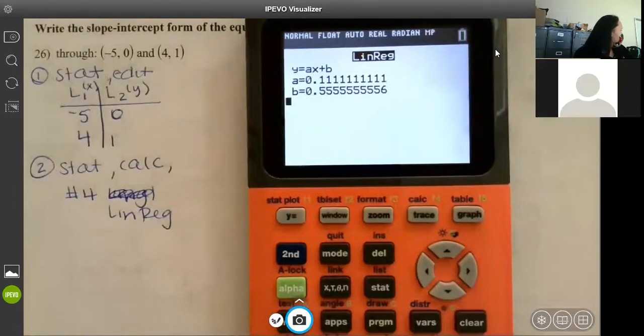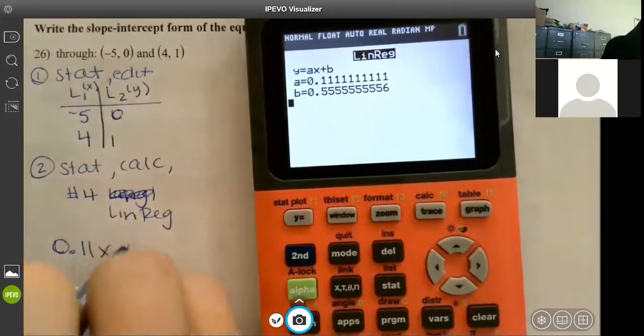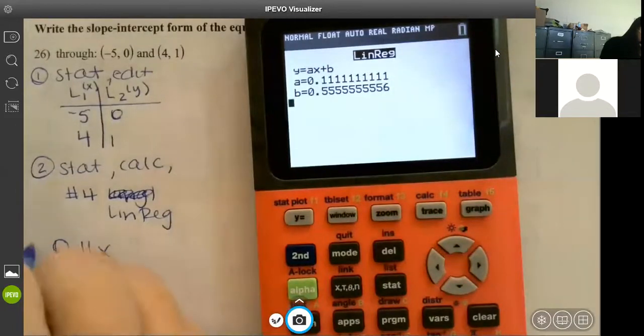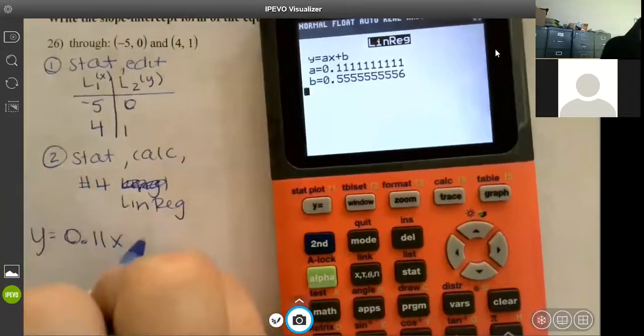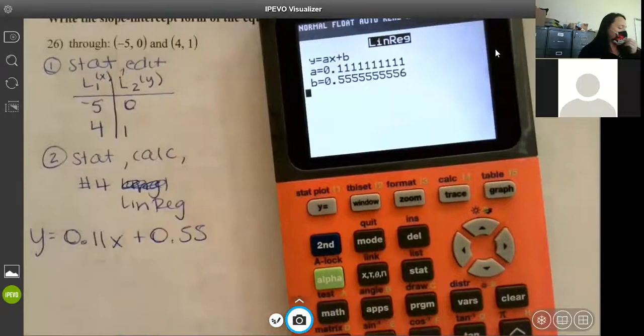What's wrong with this one? It's all decimals, right? So we've got to figure out what to do there. So just leave it for a minute. This is a really crappy one to teach you, I guess. It tells you what it is up here, AX plus B. So it's going to be Y equals your A was 0.11, and then plus your B, which is 0.55.